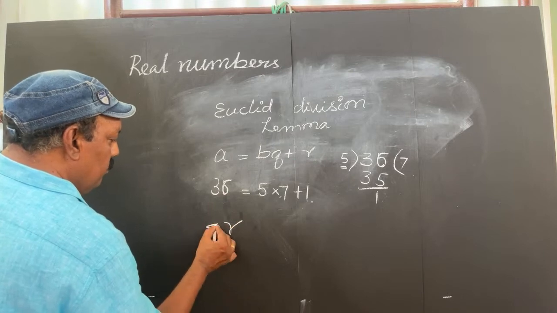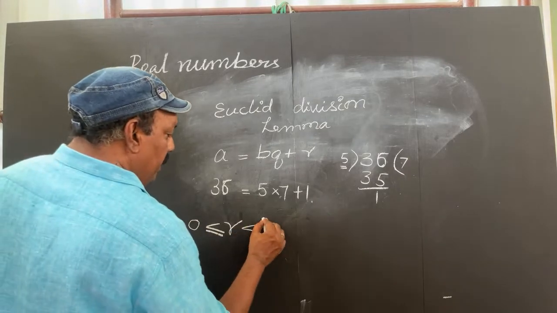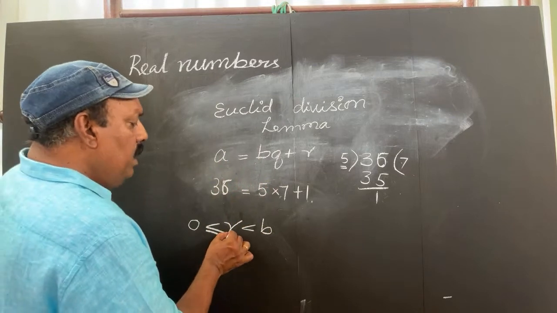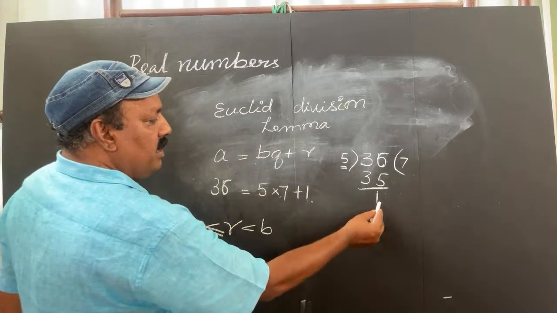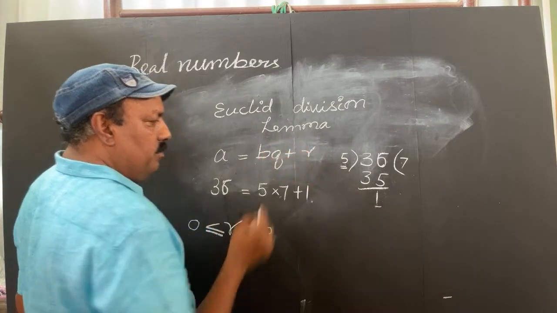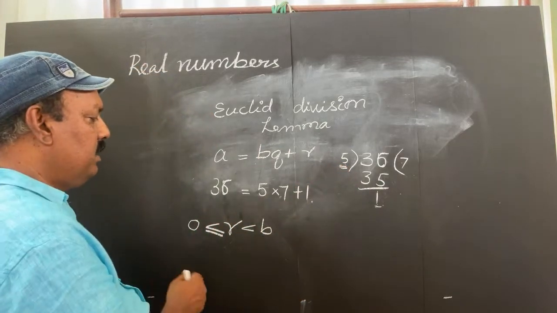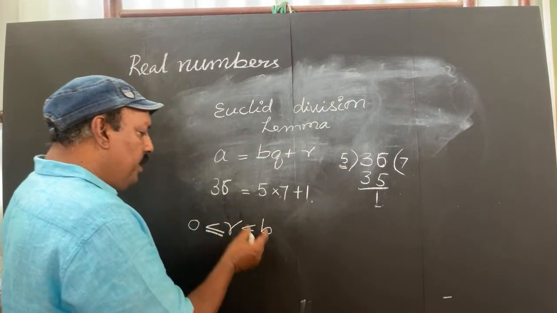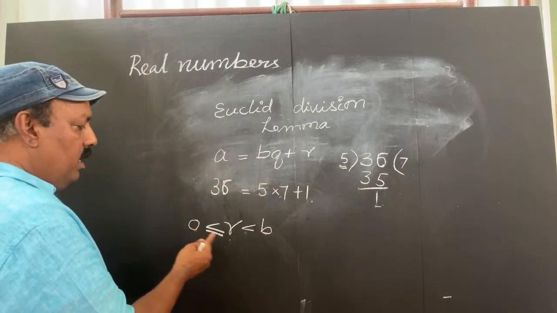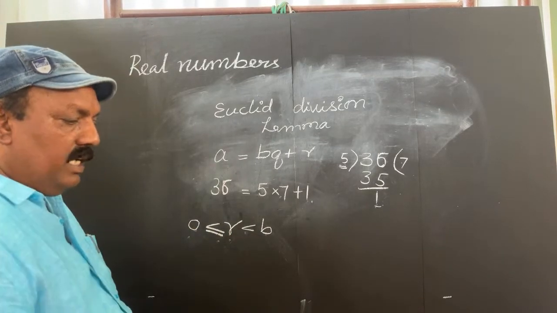And here one important condition is there. r is greater than or equal to 0 and less than b. Here b is the divisor. The remainder is always lesser than the divisor. You can see the remainder is 1 here and this remainder is lesser than the divisor 5. So whenever the remainder is less than the divisor, only then can we consider this remainder, and it will always be less than b, the divisor. But the remainder is equal to 0 sometimes and greater than 0 also.